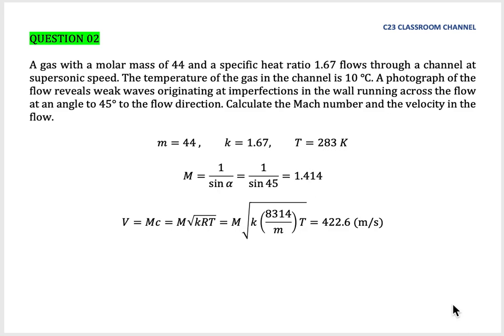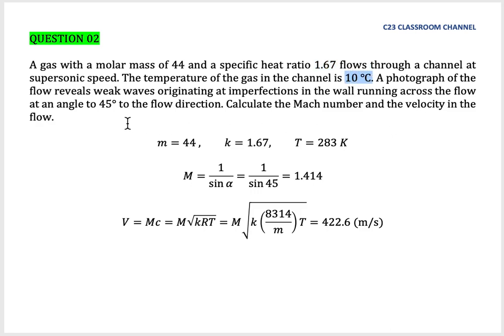Compressible flow, question number 2. A gas with a molar mass of 44 and a specific heat ratio 1.67 flows through a channel at supersonic speed. The temperature of the gas in the channel is 10 degrees Celsius.